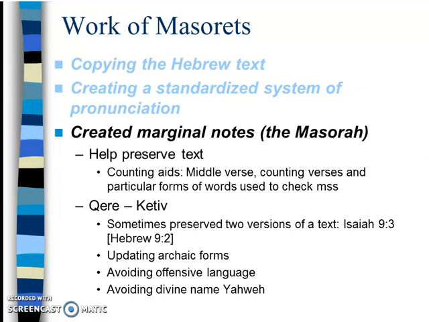Now, why would there be a variant reading? Well, sometimes they seem to have preserved two different versions of a verse, of a text. For example, in Isaiah chapter 9 and verse 3, in the Hebrew Bible it's chapter 9 and verse 2, there's a word lo, which, depending on how you spell it, either means not, or to it, or to him.